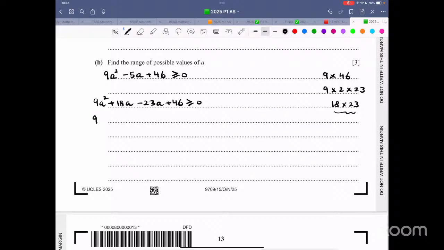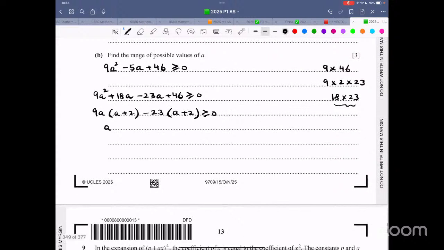So this is 9a plus 2 minus 23a. a plus 2 is greater than or equal to 0. That is a plus 2. 9a minus 23 is greater than or equal to 0. So now what you need is a small number line. You need a small sketch over here, and you need to mark the roots.